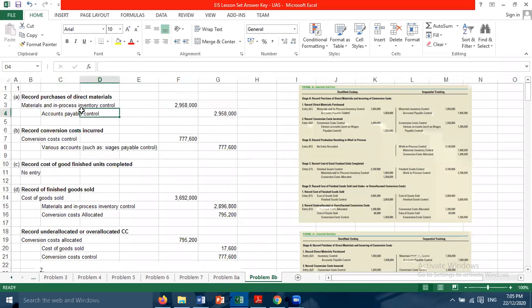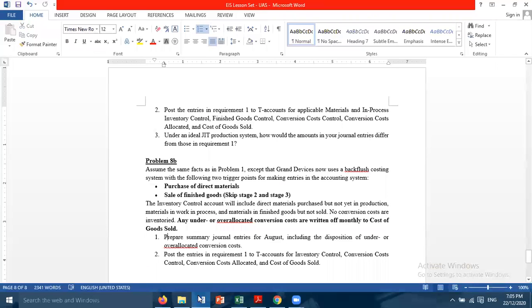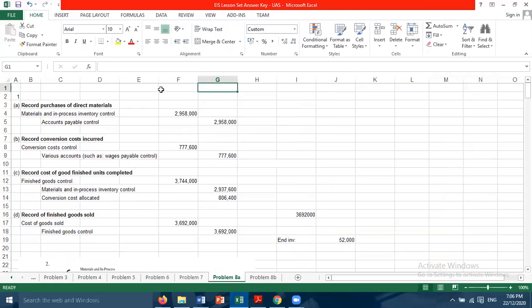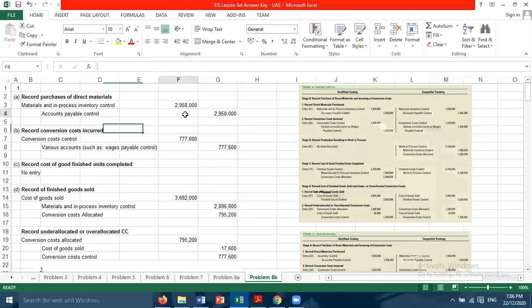Right. So this will be the answer for 8B. Since we only have two trigger points, we first need to record the purchase of direct material: debit materials and in-process inventory and credit accounts payable. Now we also need to record conversion costs incurred like before, debit conversion costs and credit various accounts. If you see, it's the same amount because it's practically the same thing, with the same amount as before.